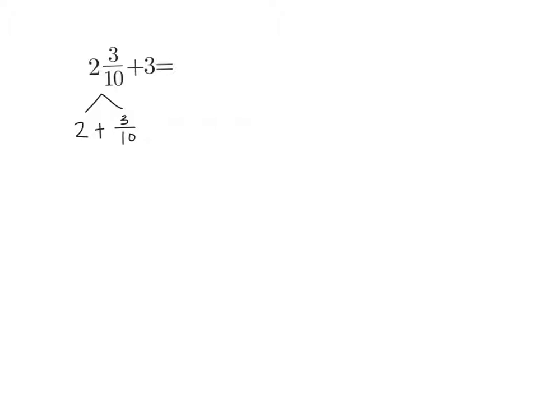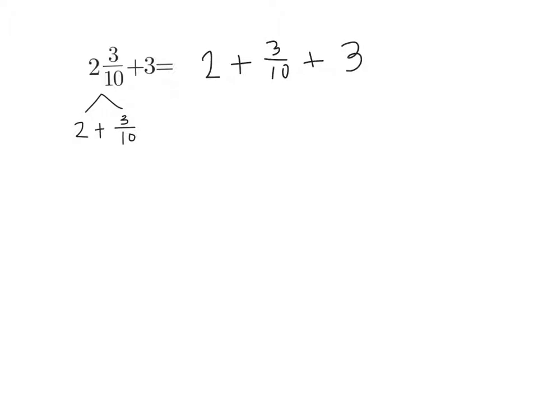Now in this example, we have a mixed number, don't we? We have 2 3/10, and then we have a whole number. Now when we have a mixed number, can we think of it as 2 parts, the whole number part and the fraction part? Yep. Do you agree that 2 3/10 is the same thing as 2 plus 3/10? Okay, so if I were to rewrite this problem, is that the same thing as 2 plus 3/10 plus 3? Yeah. Do you agree? Yeah.